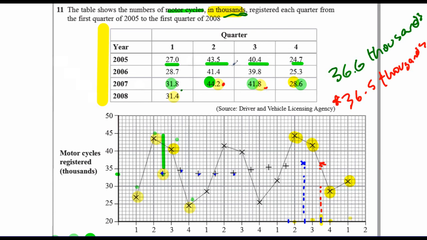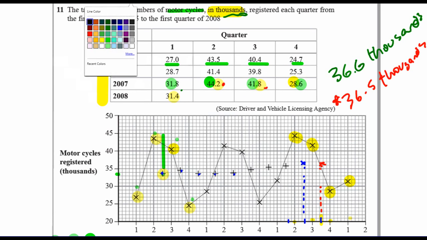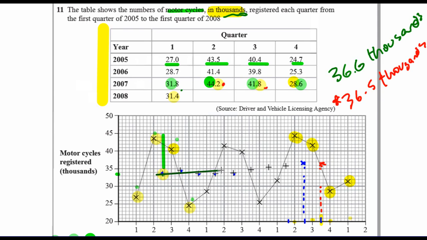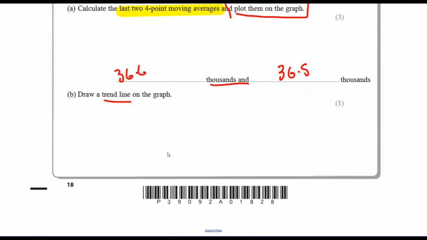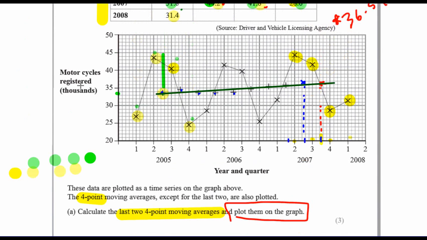Now we need to draw a straight line with your ruler through these points. I'm going to do mine in a nice green to stand out. Okay, and it's got to be a trend line through the middle of as many of these points as you can while still being straight. Okay, so that's pretty good, I'd say, for a trend line you've drawn on, and that's all part B wants us to do.